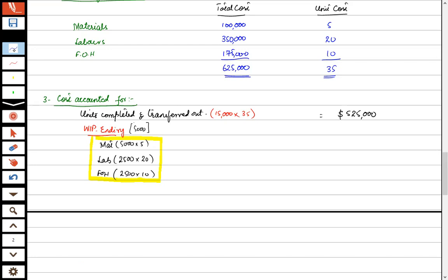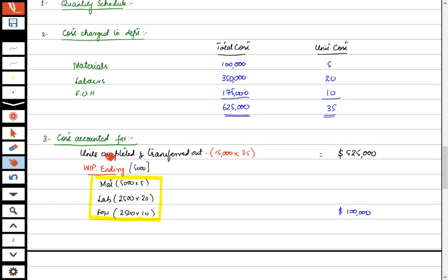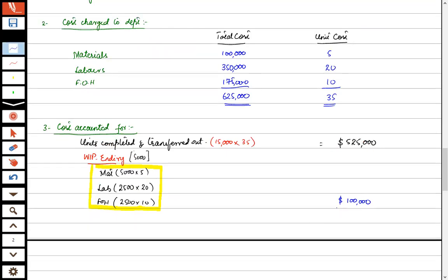Okay, so it's 25,000, 50,000, and then 25,000. Total it makes $100,000. Now we have two things: the transfer out and the WIP ending. We have got the cost of the transfer out and the WIP ending.